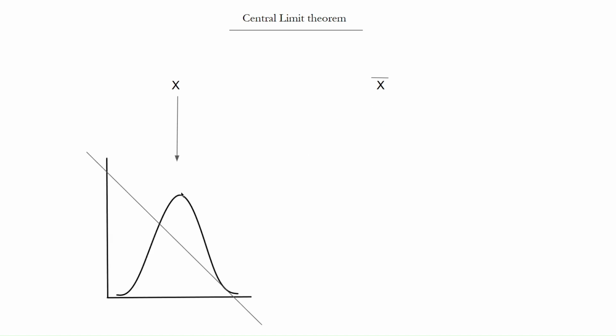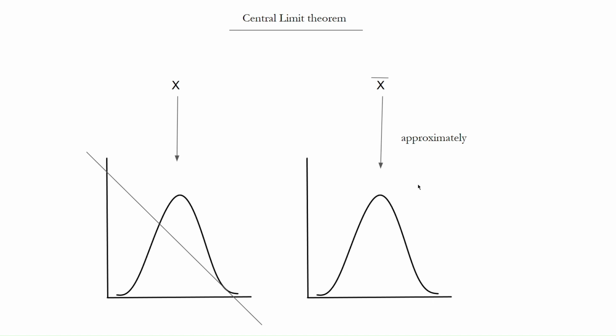But if x is not following a normal distribution, then x with a line on top now is approximately a normal distribution if the sample size is big enough. This is where the central limit theorem comes in. If this x is not a normal distribution, the central limit theorem suggests that x with a line on top, which is this mean of all sample means, will follow a normal distribution. It approximately follows a normal distribution if and only if the sample size is big enough. Everything else is the same.